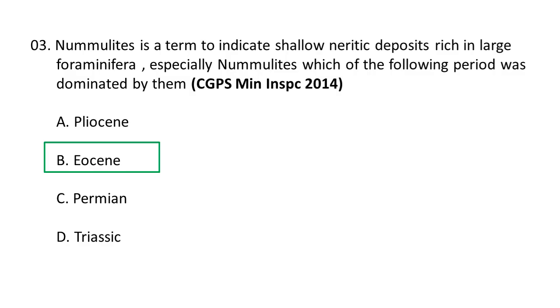Eocene. Nummulites were dominant during the Eocene epoch, which lasted from 58.8 million years to 33.9 million years ago. And nummulites are the shells of a type of foraminiferan, a marine protozoan, and these are commonly found in marine rocks of the Eocene to Miocene periods. So, B. Eocene is the correct option.